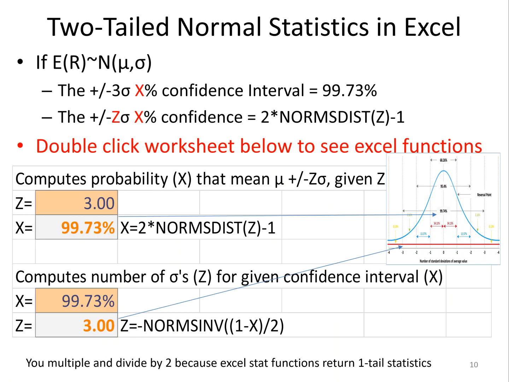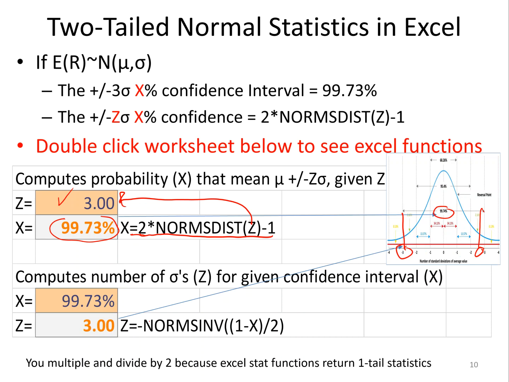Now, in Excel, we could use a formula to calculate those probabilities. If you double-click on this PowerPoint, there's a spreadsheet built into it, and I typed in this formula: 2 times NORM.S.DIST, and I put in the number 3, minus 1, and it gives me 99.73%. What that's telling me, the Z is the number of standard deviations away from the mean. So the area between plus 3 and minus 3 is 99.7%.